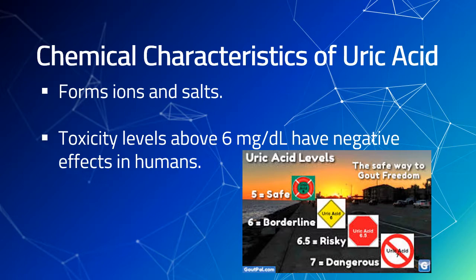Here below are some chemical characteristics of uric acid. One is that it forms ions and salts. As far as toxicity goes, levels above 6 milligrams per deciliter have had negative effects in humans. The graphic to my right clearly displays that anything over 5 can be dangerous to the human body.